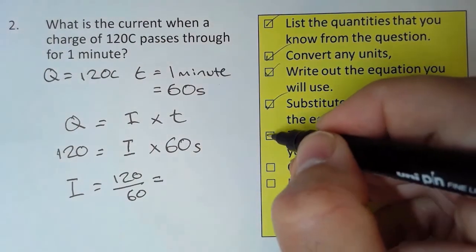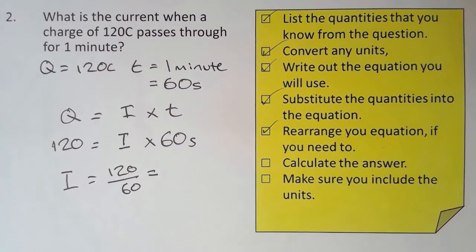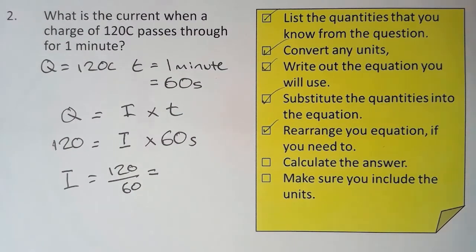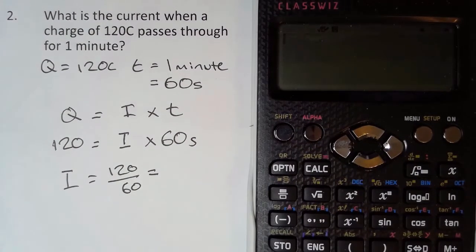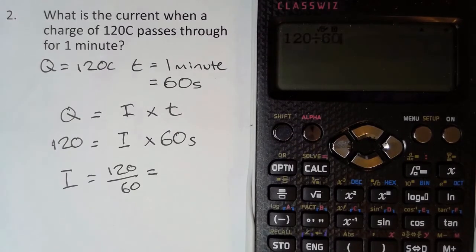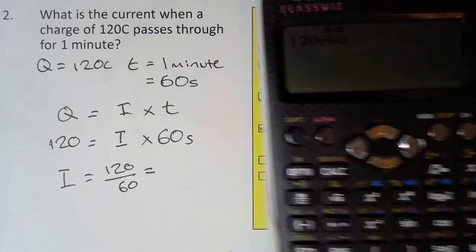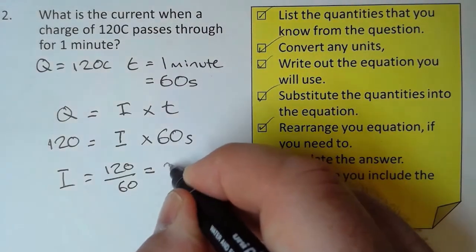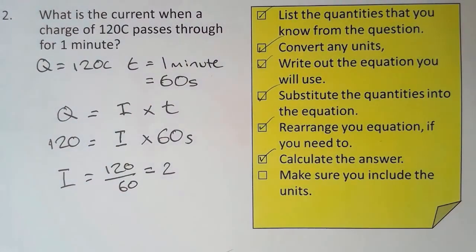Which, again, you may be tempted to just simply do in your head. That's absolutely fine for now, but in an exam, don't do it. Do not do it. 120 divided by 60 gives you 2. So this is 2. So we've done our calculation.